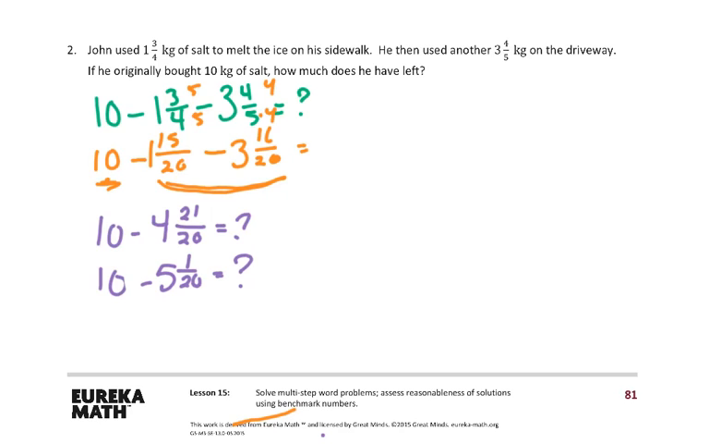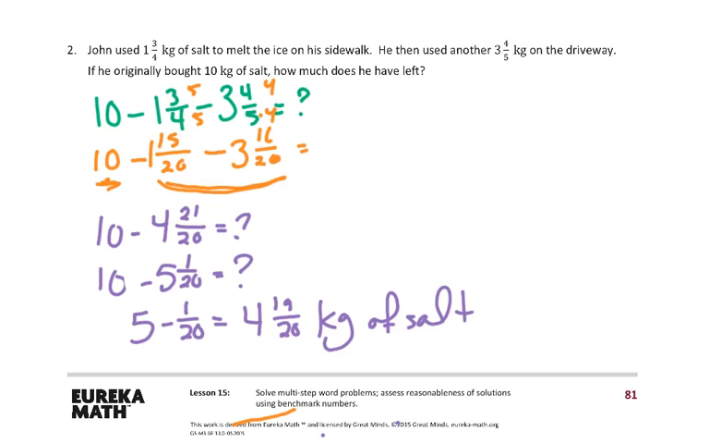I have 10 minus 5 1/20. That's 5 minus 1/20 is 4 19/20. So he has 4 19/20 kilograms of salt left after he did his driveway.